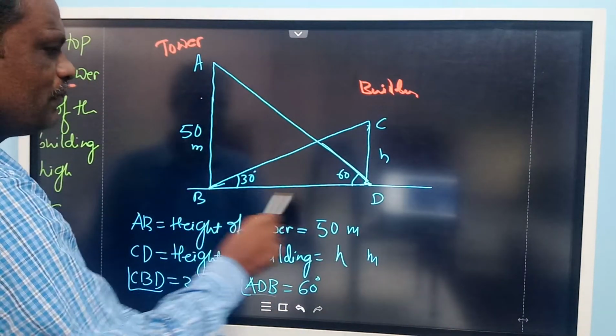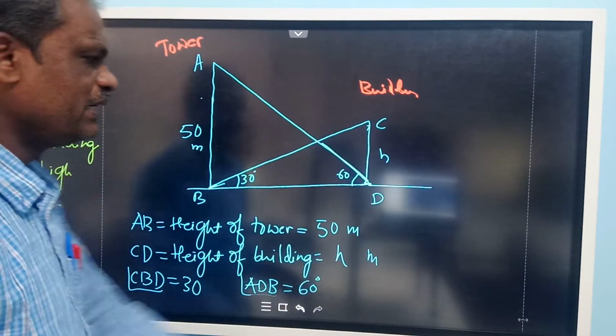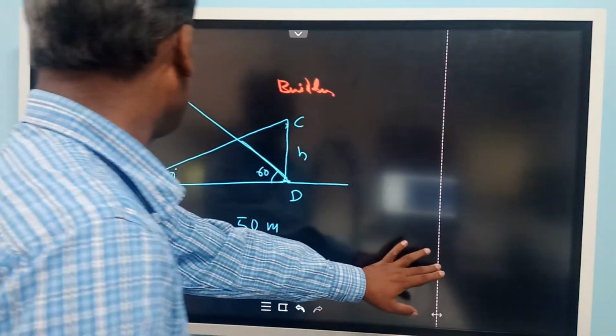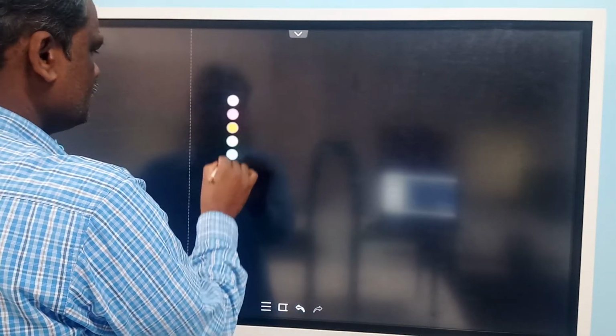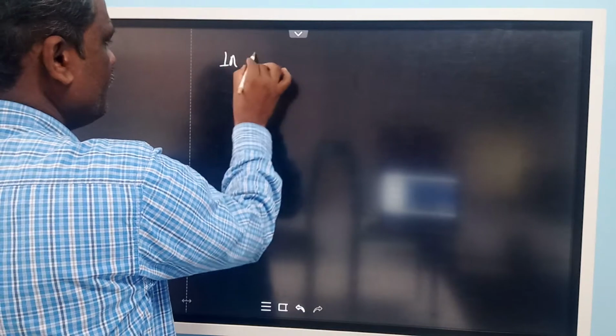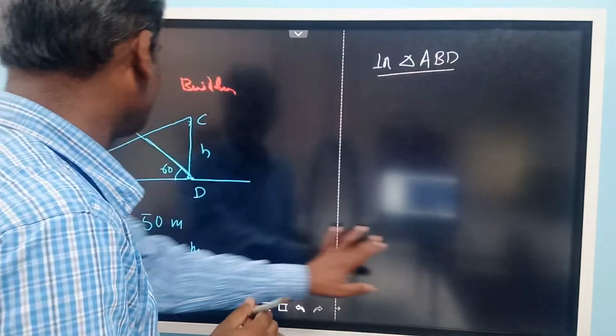BD. Apply the trigonometric ratios. Find out the length of BD here, which is the common side. In triangle ABD, let us take the triangle ABD. So in triangle ABD, apply the trigonometric ratio.